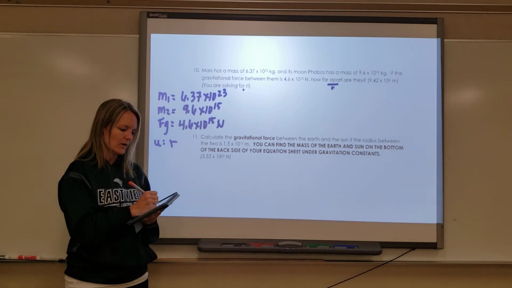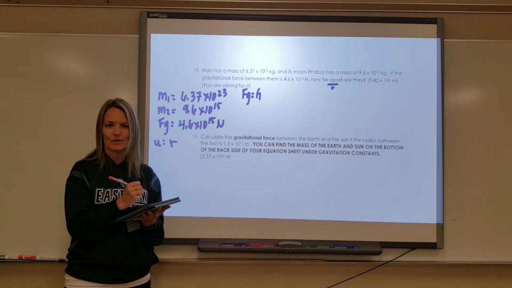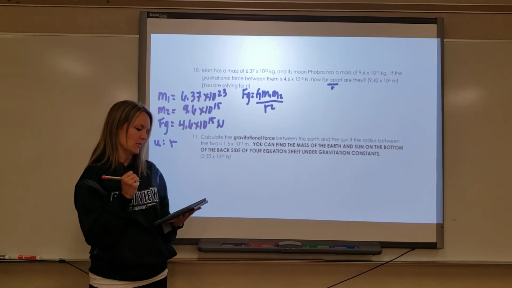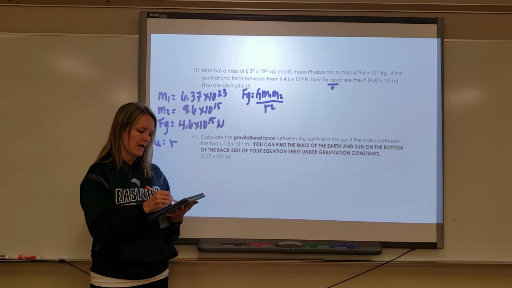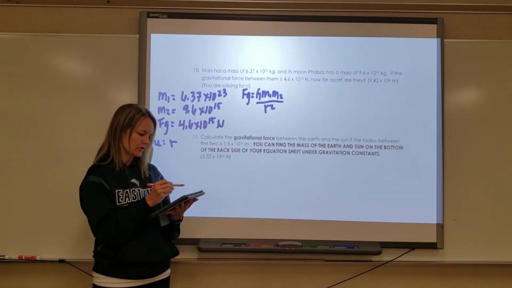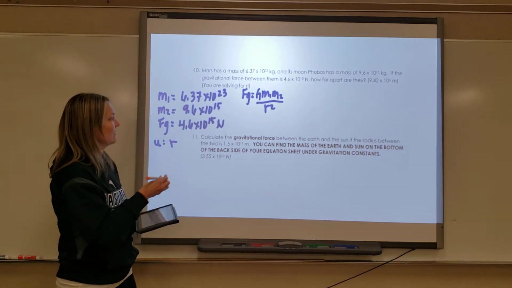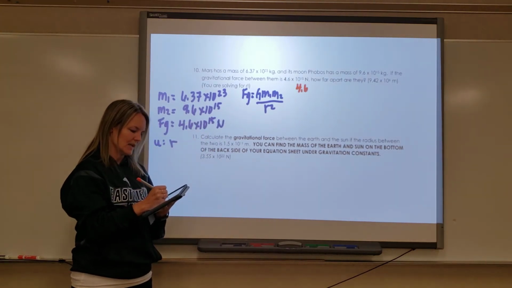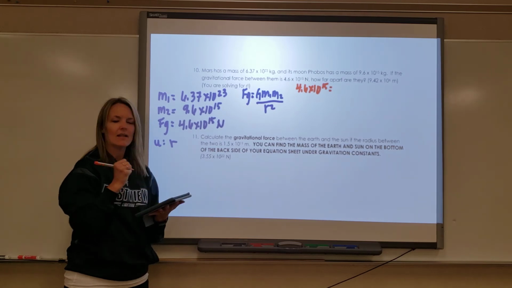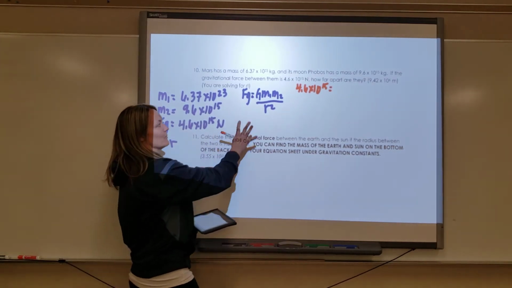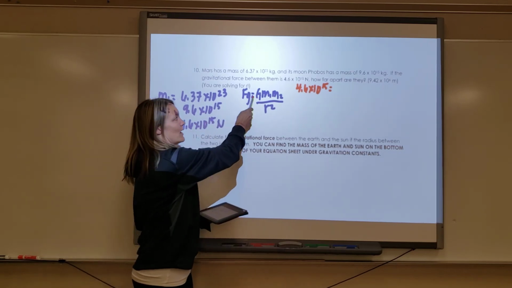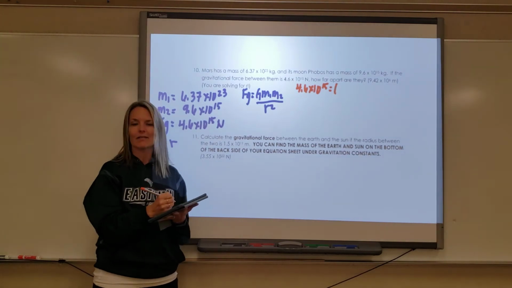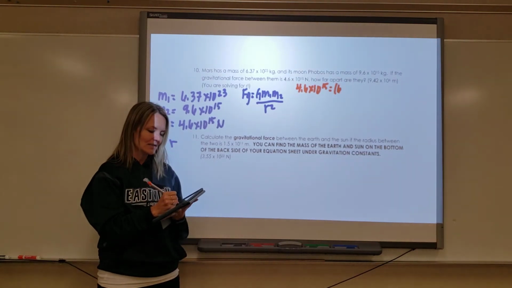All right, here's my equation. F of G equals capital G, that's that constant, M1, M2 over R squared. All right, gravitational force was a given. It's this number right here, so I'm going to start plugging numbers in. 4.6 times 10 to the 15th. That is all equal to everything on this other side. The first part is capital G. That's that gravitation constant. If you forget, it's in your calculator. It's also on your equation sheet.